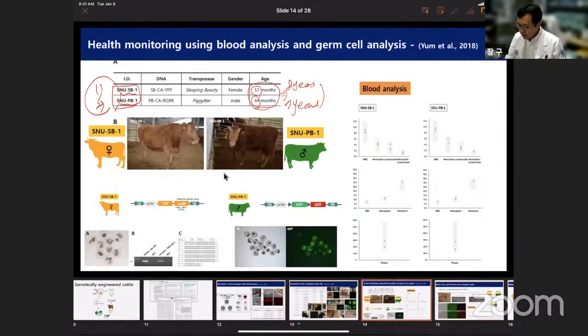We collected some oocyte and sperm here for IVF. We can see the bovine blood cell system, and all of the hematology analysis is within the reference range.